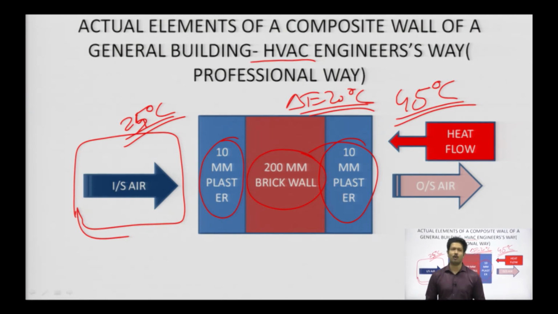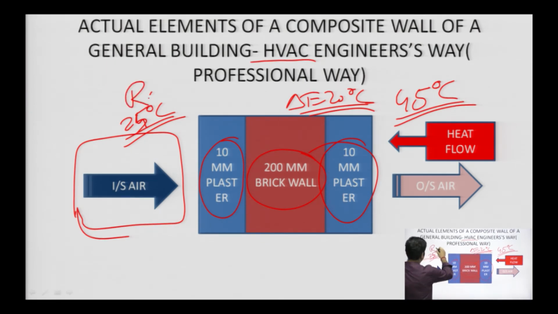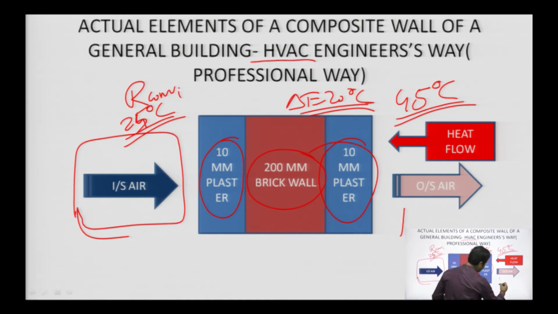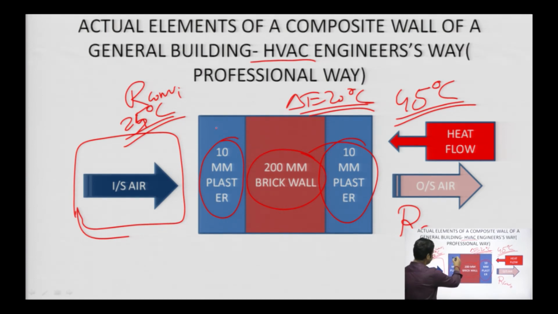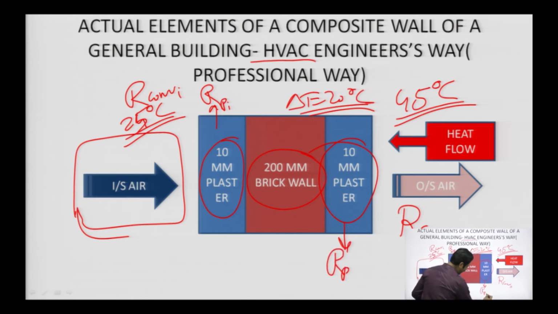Even air also offers resistance. So there is a resistance here, convection inside, and a resistance here, convection outside. Then there will be resistance here, this is our plaster inside, resistance here, our plaster outside, and resistance here, this is our brick wall. The formula remains the same, again Q equals delta T by R, but here we will take the practical approach.